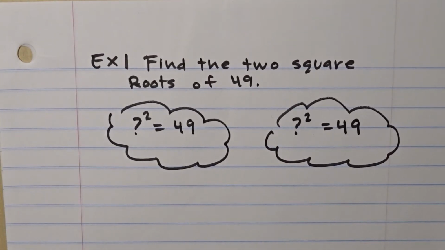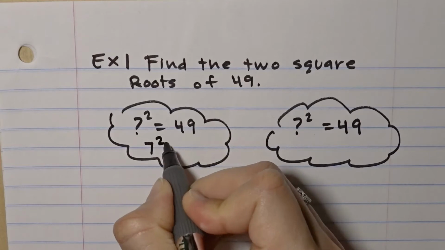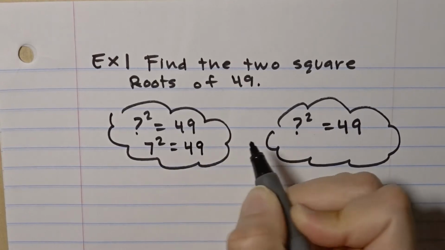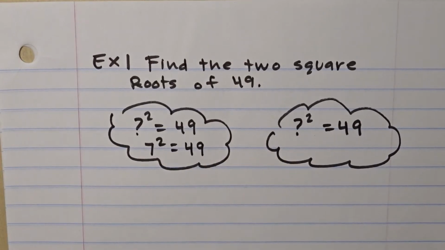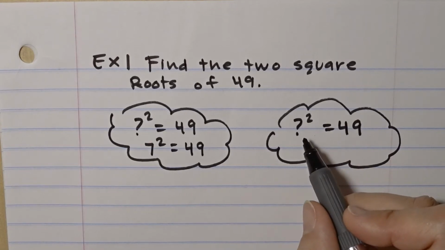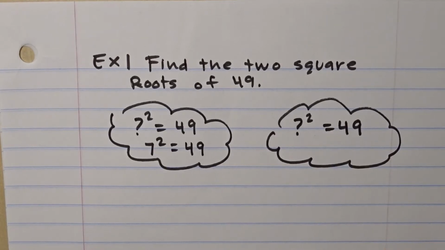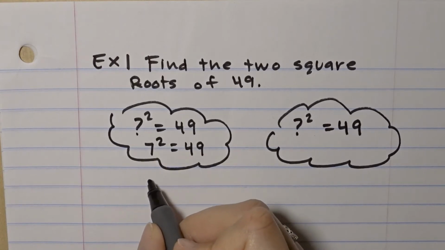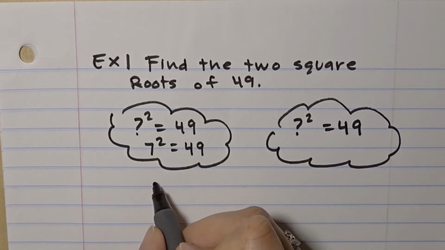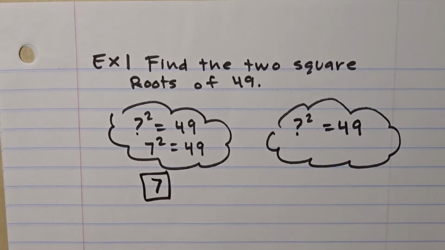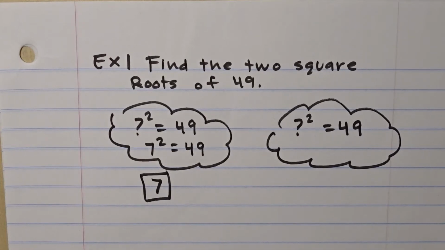So can you think of a number times itself that you know will equal 49? And you should have been thinking 7. 7 to the second power is 49. And then you have another number to the second power that is also 49. Since we already have 7 here as our answer, what other number could it be?